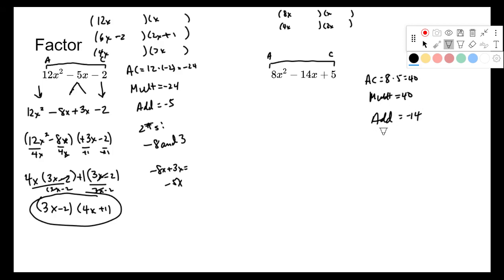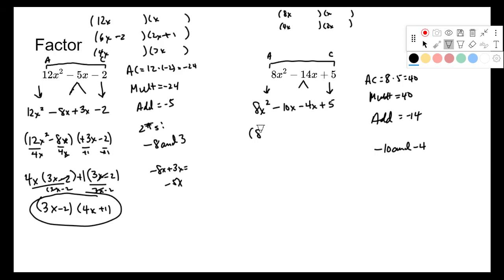So I'm looking for two numbers that do that. We can find them hopefully again pretty easy. Negative 10 and negative 4 are those two numbers. So now we're going to take our first term, the 8x squared. We're just going to bring it down to the next line. The negative 14x, we're going to split up into 2. We're going to take a negative 10x and a negative 4x. And then we're going to bring down the 5, the positive 5.